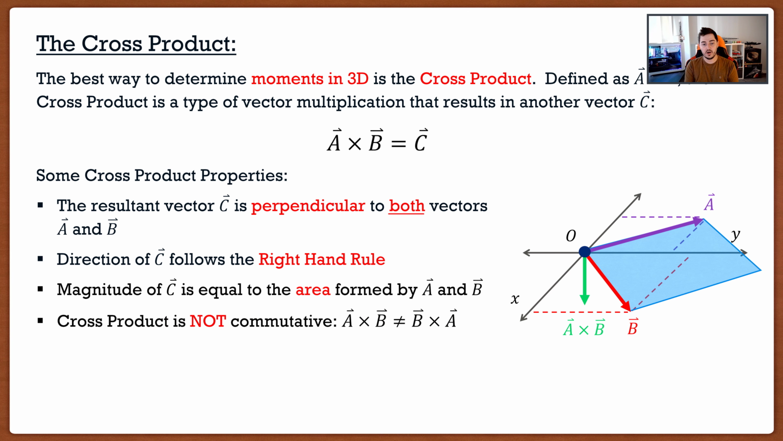So the cross product is not commutative. I don't really know how to say that correctly. I'm going to be honest. Maybe you guys can correct me in the comments. But basically what this means is A cross B is not equal to B cross A.